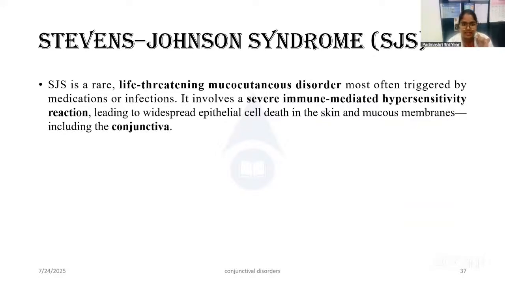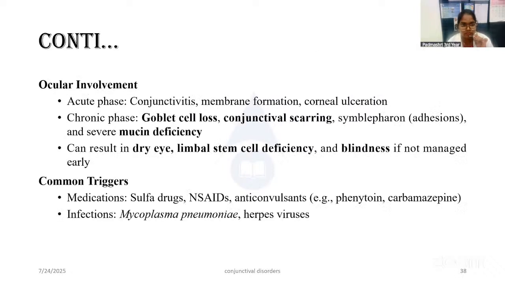Stevens-Johnson syndrome. It is a rare, life-threatening mucocutaneous disorder, most often triggered by medications or infection. It involves a severe immune-mediated hypersensitivity reaction, leading to widespread epithelial cell death in the skin and mucous membranes, including the conjunctiva. Ocular involvement. In the acute phase: conjunctivitis, membrane formation, and corneal ulceration. In the chronic phase: goblet cell loss, conjunctival scarring, symblepharon, and severe mucin deficiency can result in dry eye, limbal stem cell deficiency, and blindness if not managed early.